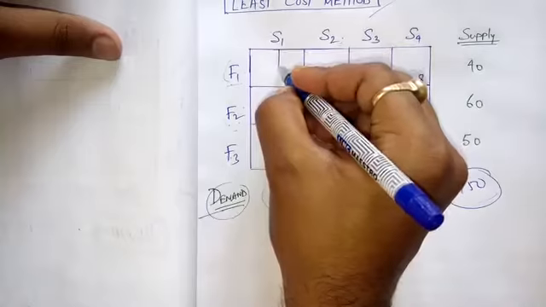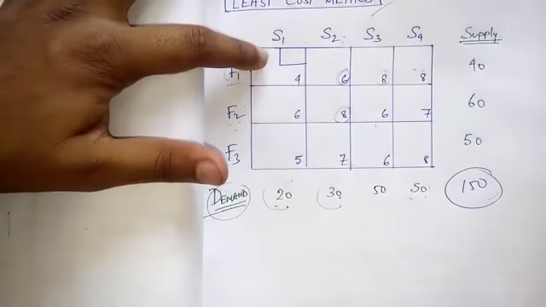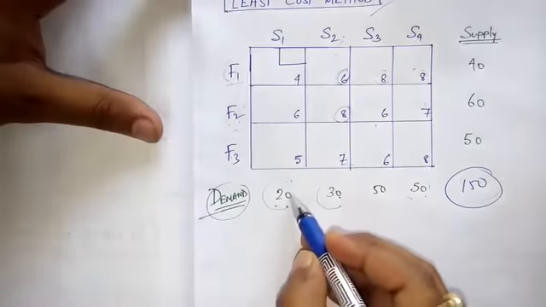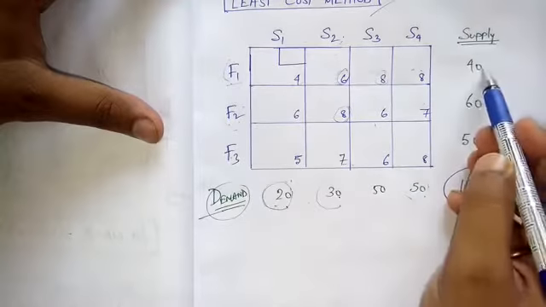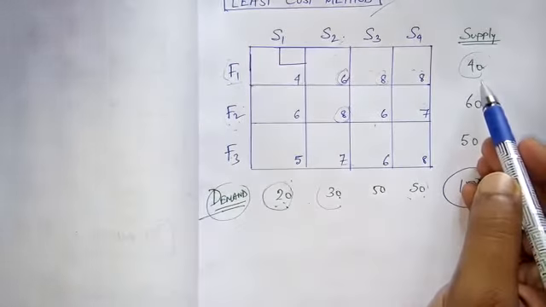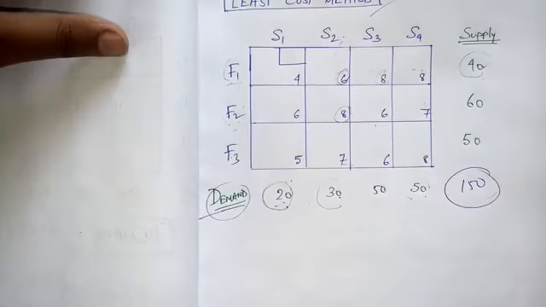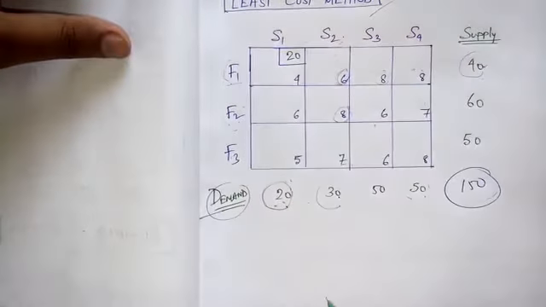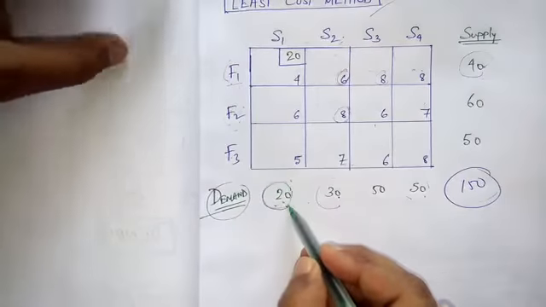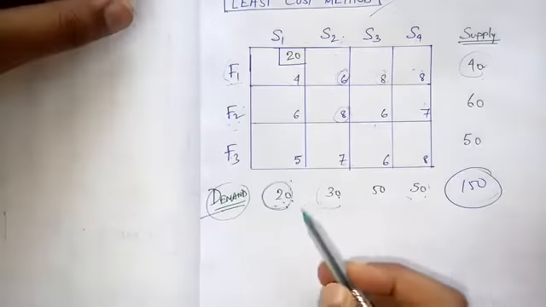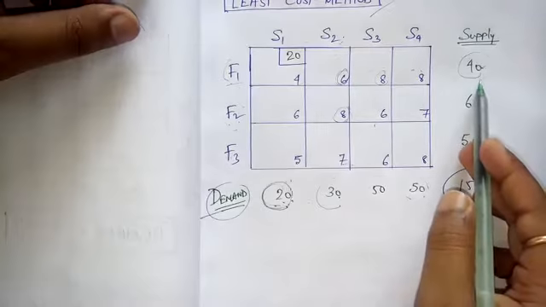So how many goods are you going to supply from factory 1 to store number 1? Tell me. What I have said is that check demand and supply. If the demand is less than the supply, then fulfill all the demands. So I will fulfill all the demands. That means I will put 20. What is the total demand of store number 1? 20. And how much will I put? 20, because the demand is less than the supply.